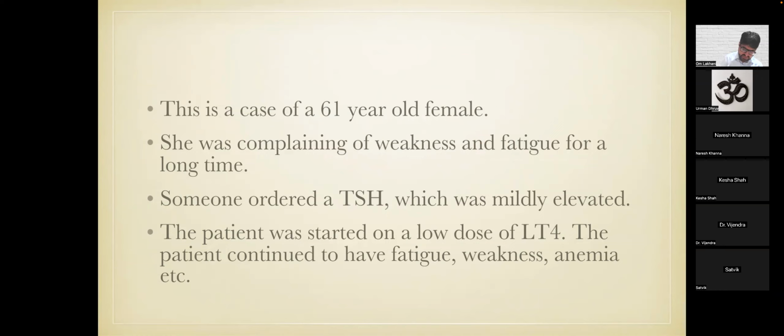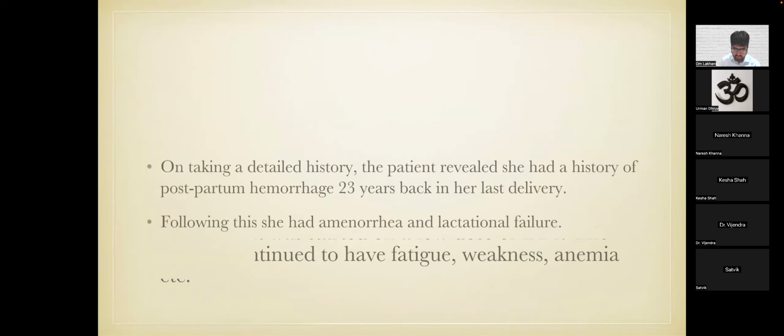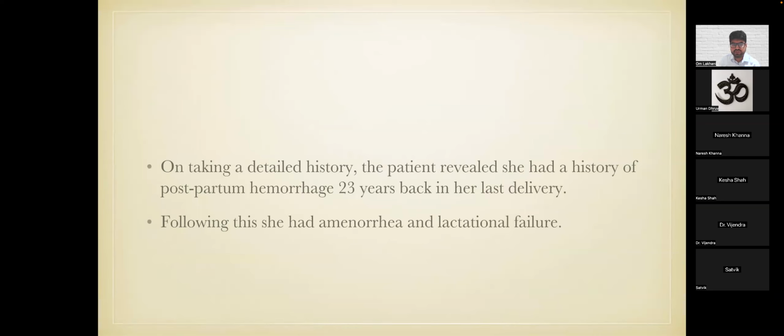Now, this is a case of a 61-year-old female presenting with weakness and fatigue for a long period of time. Somebody ordered a TSH which turned out to be mildly elevated. Now, this patient was on a low dose of levothyroxine. The patient continued to have fatigue, weakness, anemia, etc. So we took a detailed history of this patient. The patient had a history of postpartum hemorrhage 23 years back in her last delivery. She also had subsequent amenorrhea and lactation failure.